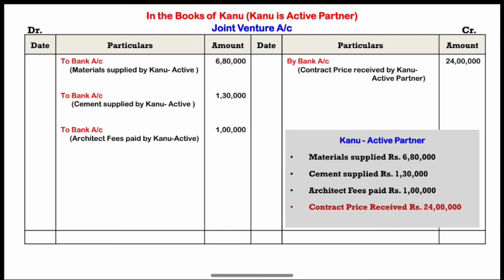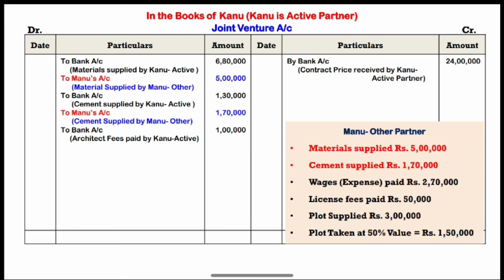Contract price received, that is an income. So bank account debited to joint venture, that is, joint venture's credit side by bank account 24 lakhs. So these are the effect of transactions of Kanu. Kanu's adjustments given, the transactions, one effect. Materials, cement and expenses, architect fees on debit side, contract price on credit side.